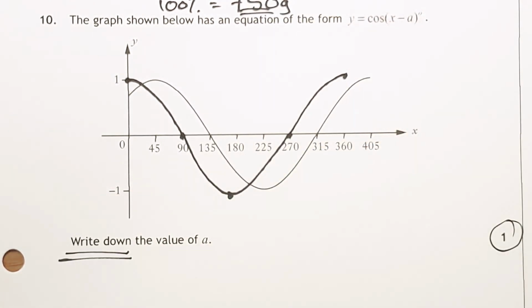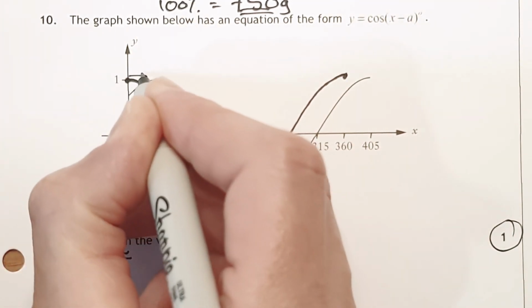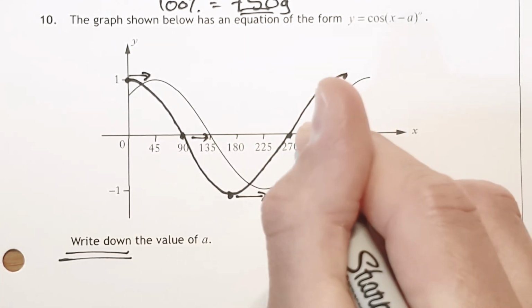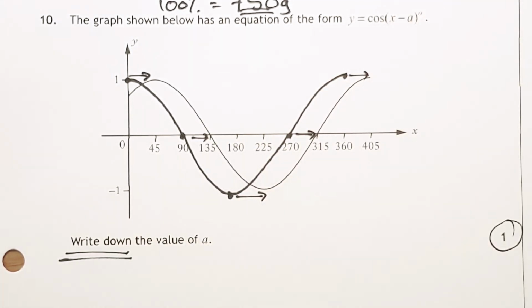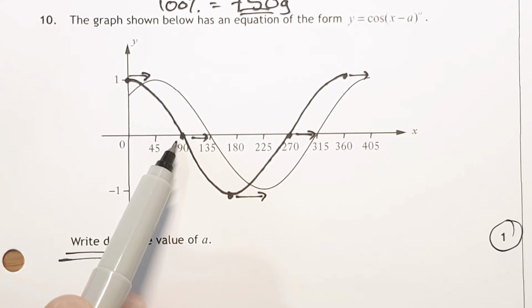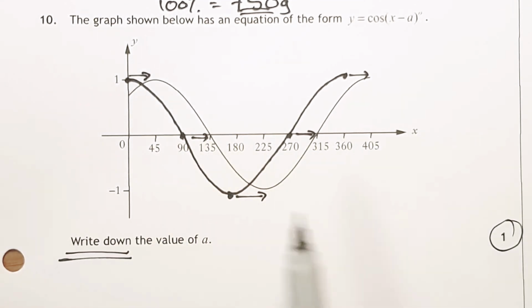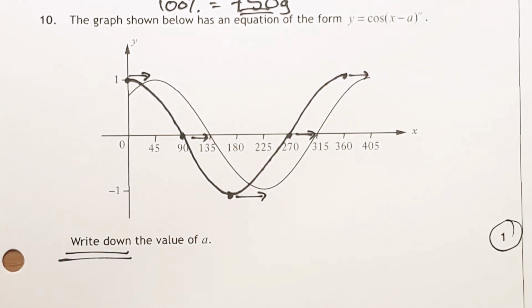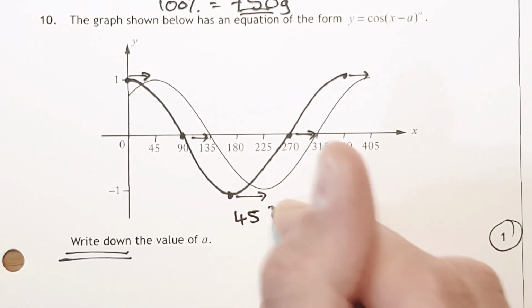Like so. Well, the graph that's in the question is slightly different. It's been shifted to the right. So everything has been shifted slightly to the right. It's got the same maximum and minimum. It's got the same period, how many times it repeats within 360. It's just been moved to the right. It's gone from 90 degrees crossing the x-axis to 135. The minimum's gone from 180 to 225, 270 to 315, 360 to 405. So everything has been moved right by 45 degrees.